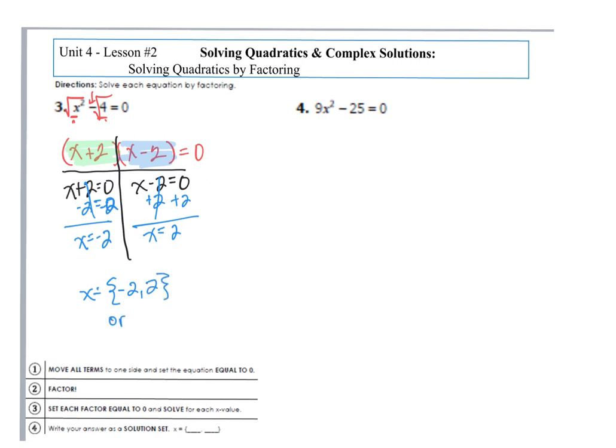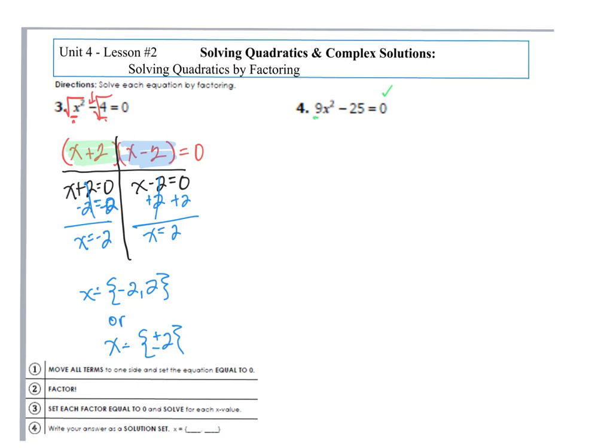Or another way you'll see it expressed would be like this. x is equal to plus or minus 2. Same number, but with opposite signs. Both are acceptable answers. Okay, on number 4, we have 9x squared minus 25 equals 0. So it's already set equal to 0. Again, that needs to happen. I am looking, do I have a GCF?